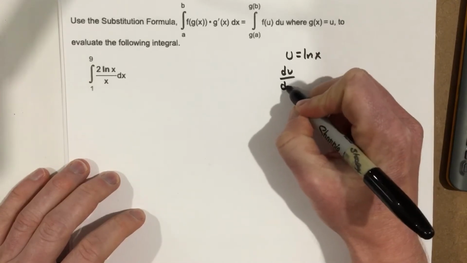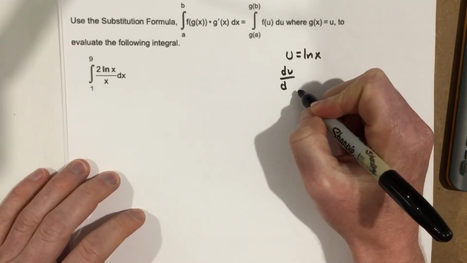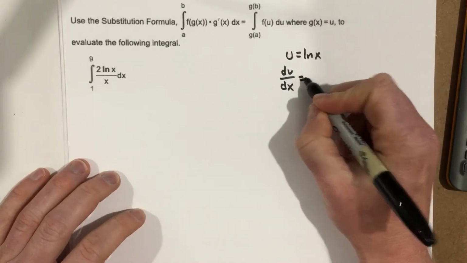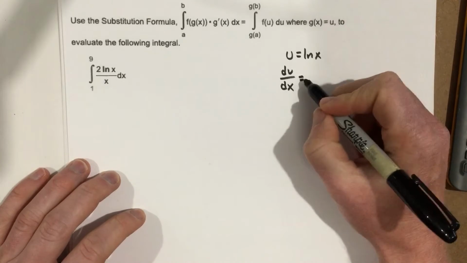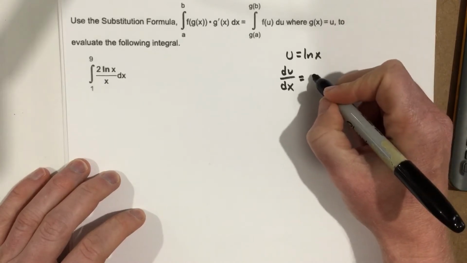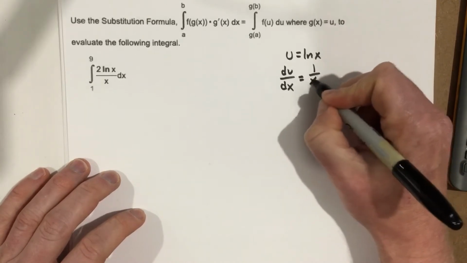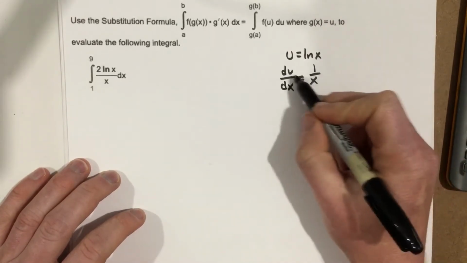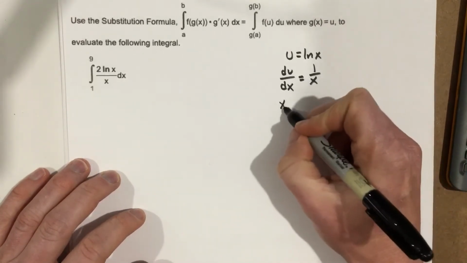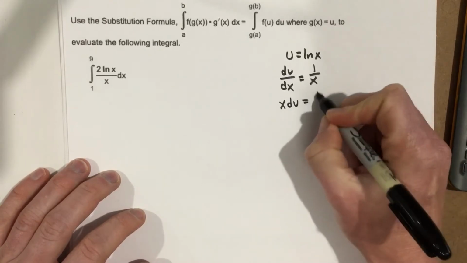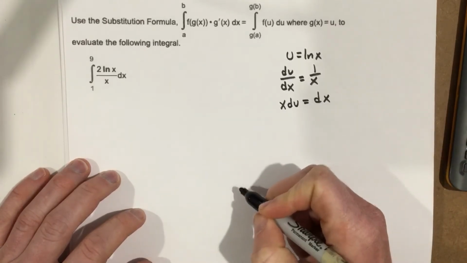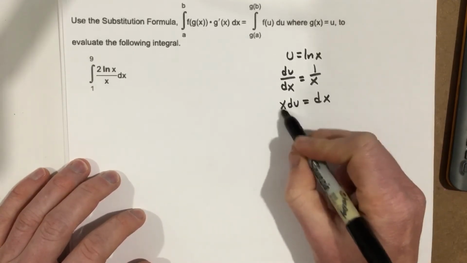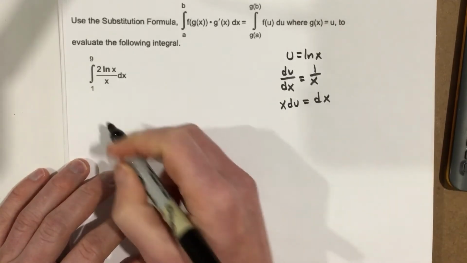du over dx equals, we'll say that is 1 over x, right? Derivative of natural log x is 1 over x. Do a little cross multiplying here. We get x du equals dx, right? x times du, dx times 1. And now we can substitute this x du in for dx.